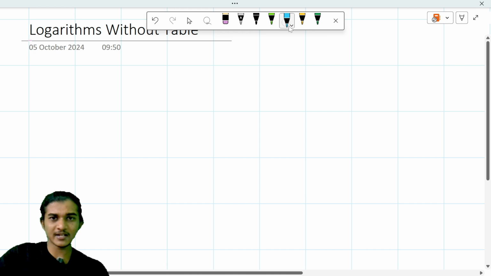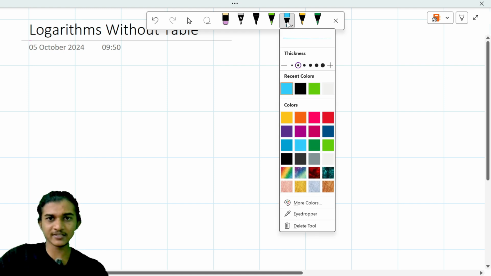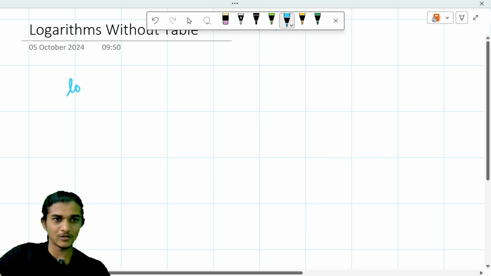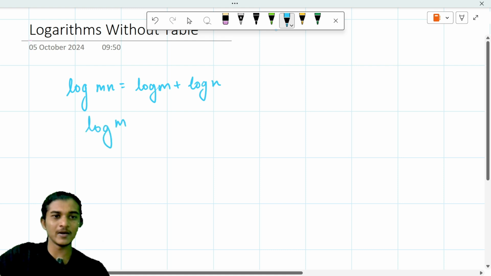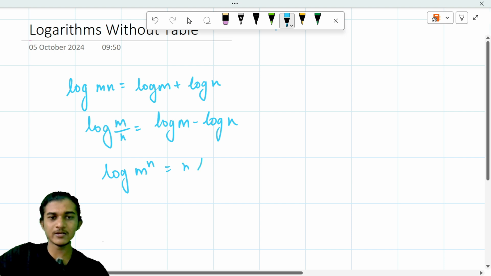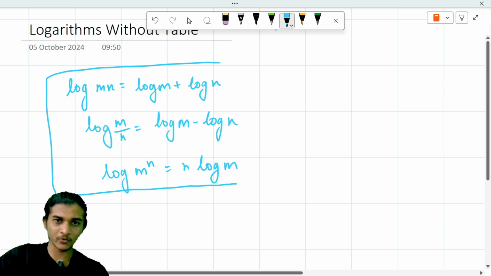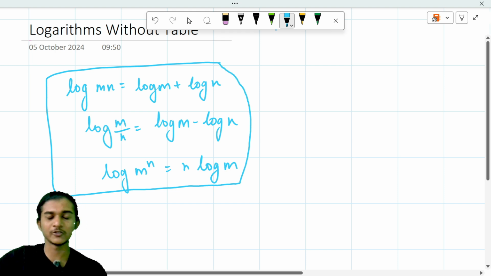The basic definitions are as follows. You gotta know basic formulas like log of m into n equals log m plus log n. Log of m by n equals log m minus log n. Log of m to the power n equals n log m. These are the three important formulas which you need to know in order to solve logarithms without using a table.